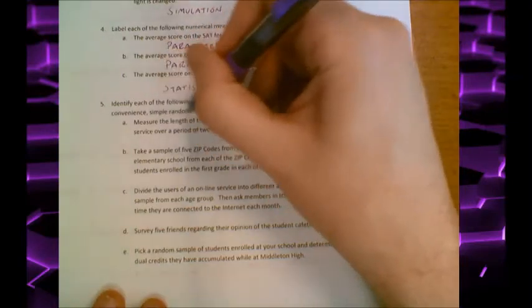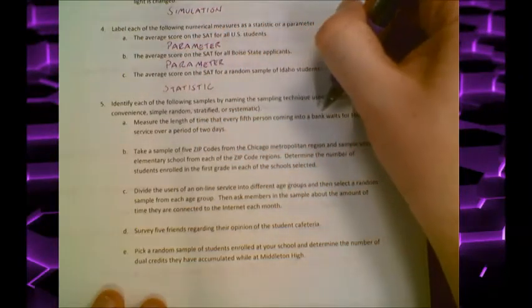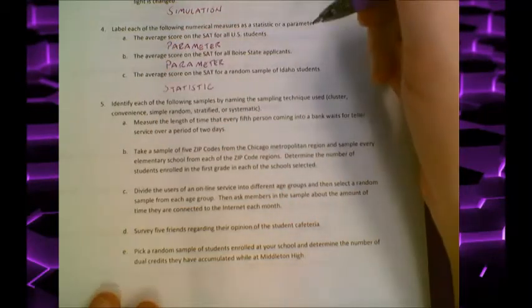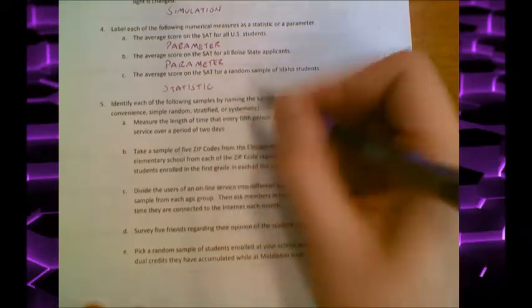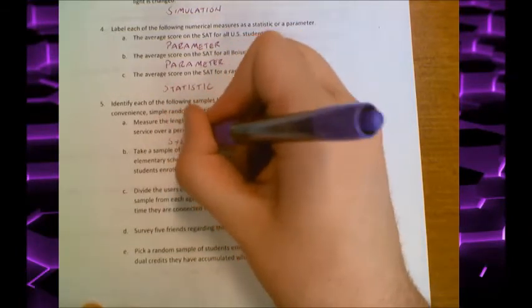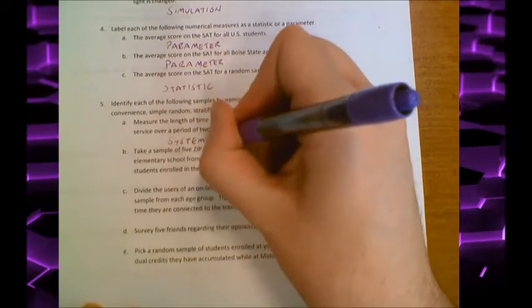All right, so let's take a look at which one of these we are seeing. On A, we want to measure the length of time that every fifth person coming into a bank waits for teller service over a period of 2 days. So I go to the bank, I spend 2 days timing people waiting for service, which is a really exciting, fun job, and I just do it to every fifth person as opposed to every single person. So the fact that it's every fifth person, or just every so often, is very systematic. Not every person, but every set number between my samples.